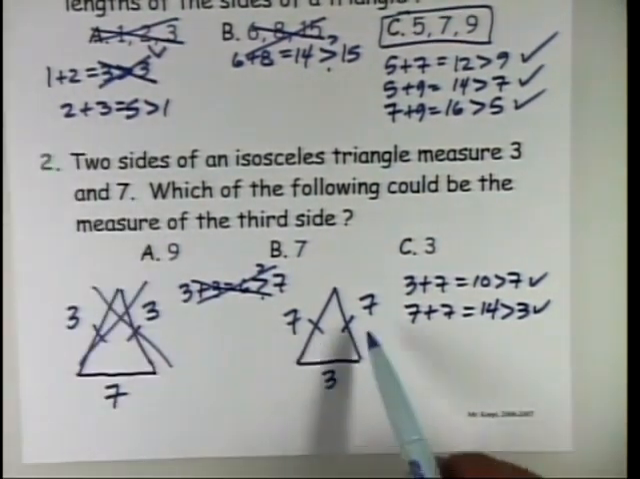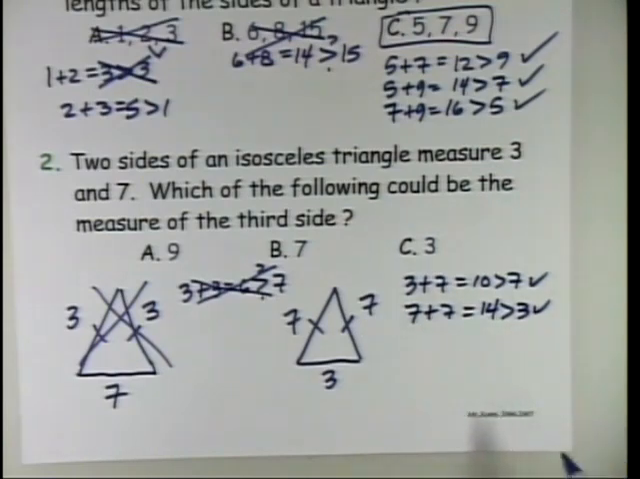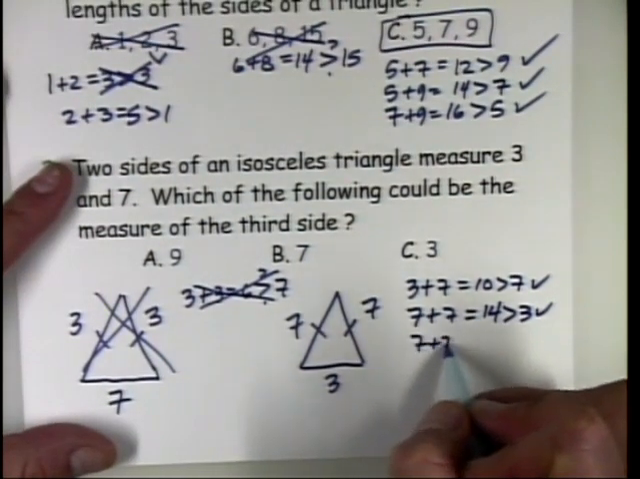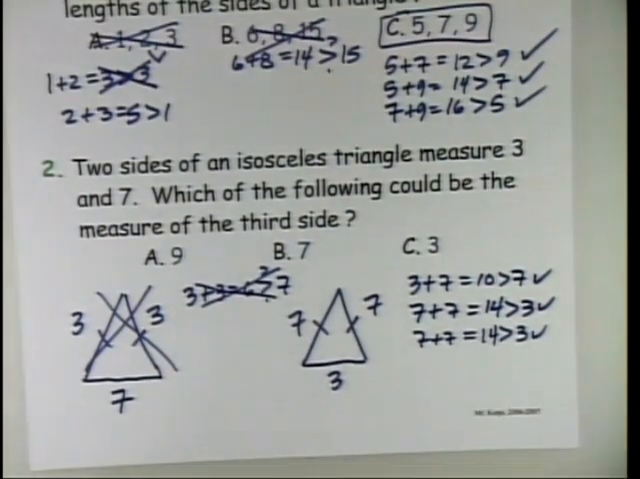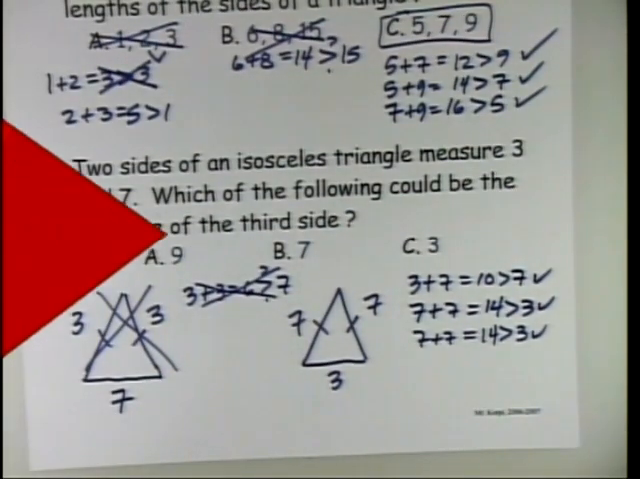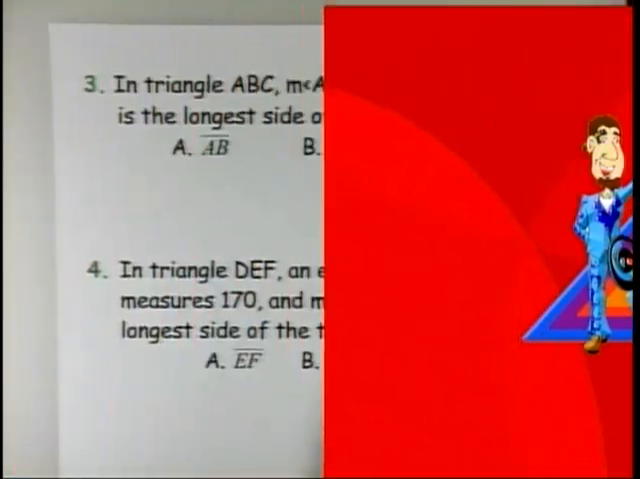And the other combination is 3 plus 7, deja vu. It's the exact same one because two of the sides are the same. So 14 is still greater than 3. That's the great thing about math. It doesn't really change from problem to problem. Rapid fire. I'm trying to keep it rapid.